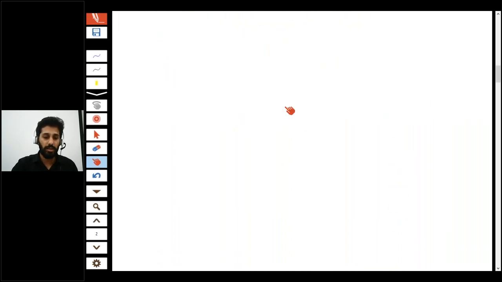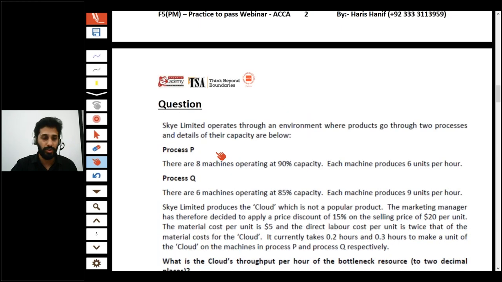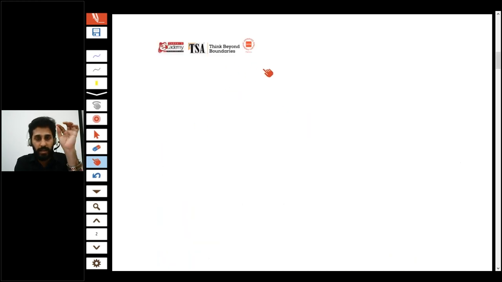I will be writing something on this blank page and then I will start the question, right? This is the blank page I have intentionally left to note something down.